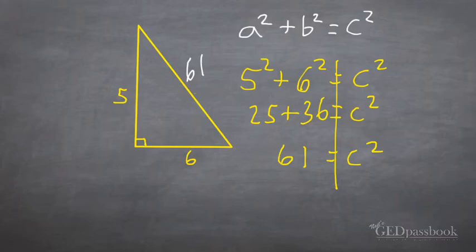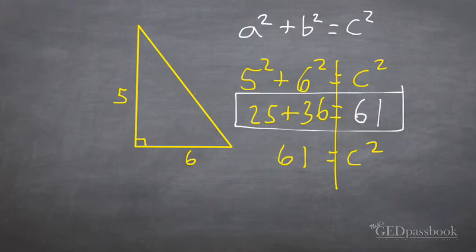No, do you guys know why? It's because you just found C squared. 61 technically is this part over here. If you just look at that little equation there, 25 plus 36 equals 61. That makes sense. The thing is, I want to find the root.